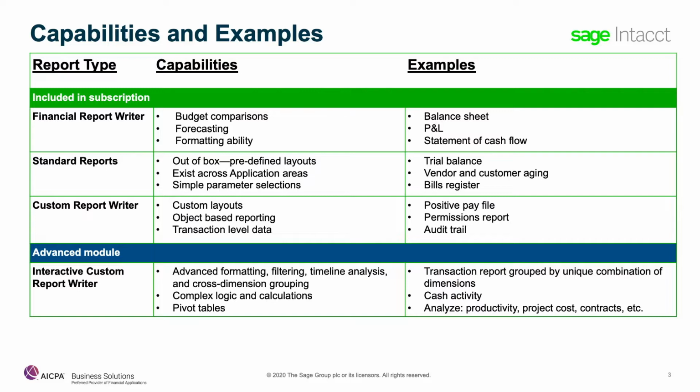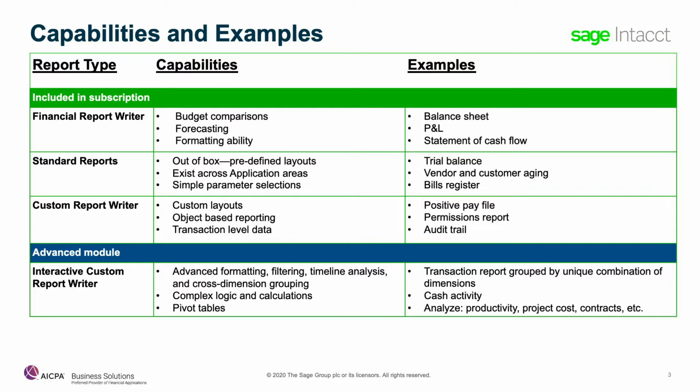Let's take a look at how the different reporting options stack up. The financial report writer is used for budget comparisons, forecasting, and formatting ability. Examples of this are the balance sheet, profit and loss statement, and the statement of cash flow. The standard reports are out-of-box, predefined layouts that exist across your application areas and have easy-to-use parameter selections. Example reports are trial balance, vendor and customer aging reports, and your bills register. The custom report writer has custom layouts, object-based reporting, and transactional level detail. Example reports of this would be positive pay file, permissions report, and the audit trail.